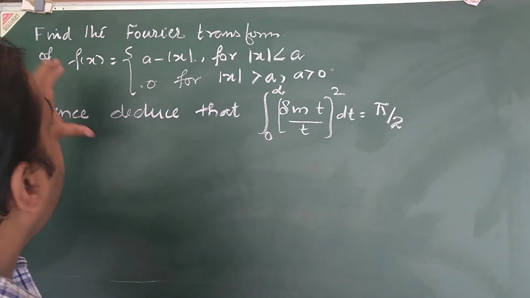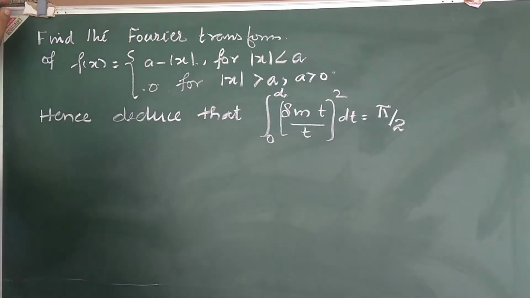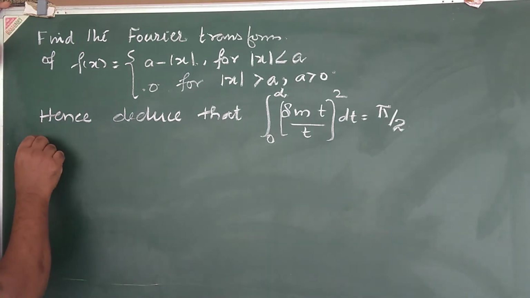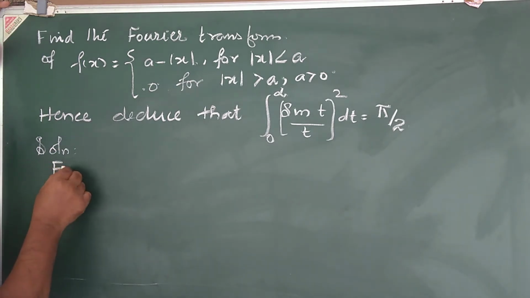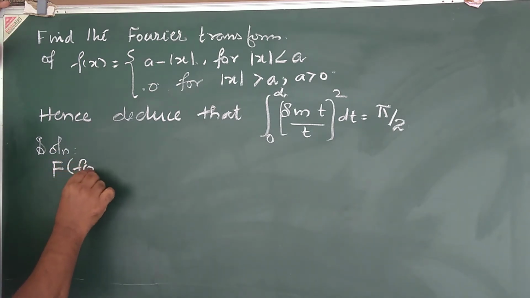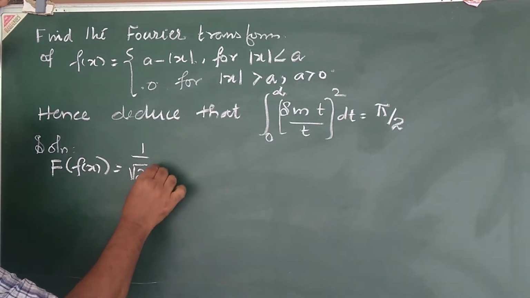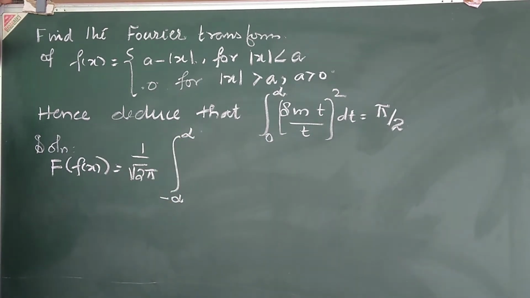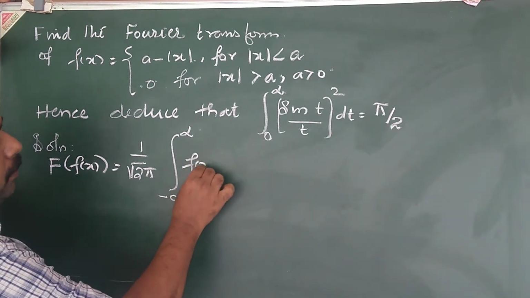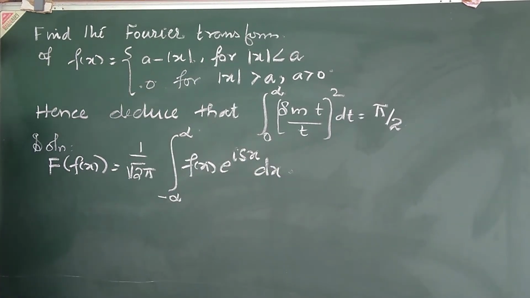So this is the problem based on Fourier transform. For the Fourier transform, we are using the formula: capital F of s is equal to 1 by root 2 pi integral from minus infinity to infinity f of x e raised to i s x dx. So this is the formula for Fourier transform.